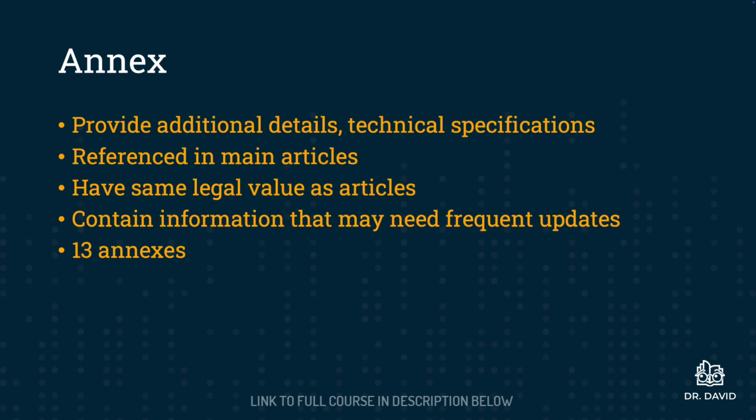In contrast, an annex provides additional details and technical specifications to articles. They are referenced in the main articles themselves, and they have the same legal value as articles. Annexes often contain information that may need frequent updates, and there are currently 13 annexes.